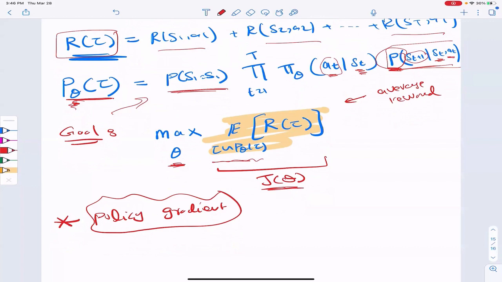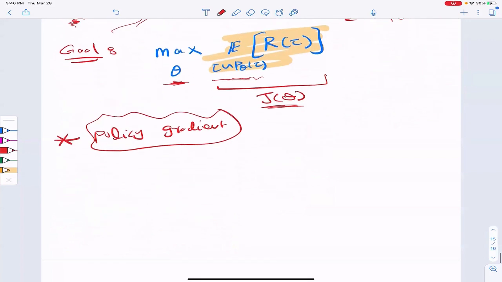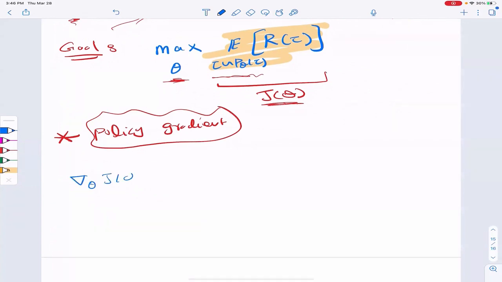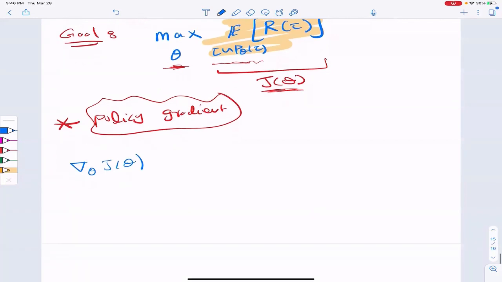Okay, so we ended up with this optimization problem, maximization over theta of the expected reward, and we want to use policy gradient in order to optimize this. In order to use policy gradient, we need to compute the gradient of the objective. So let's look at this gradient of the average reward. My trajectory is according to this distribution, P sub theta. Theta is the parameter I have for my policy network, and I'm looking at the average reward.